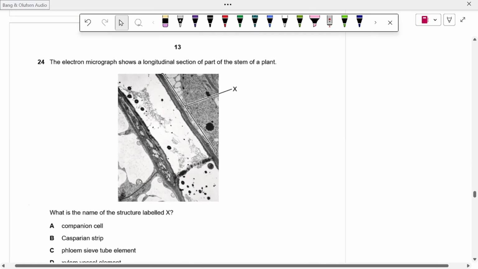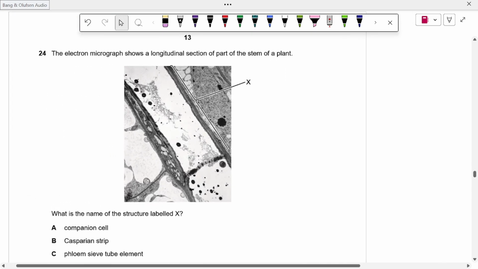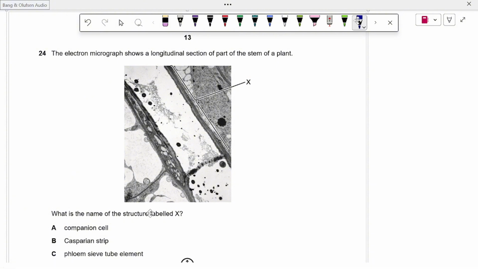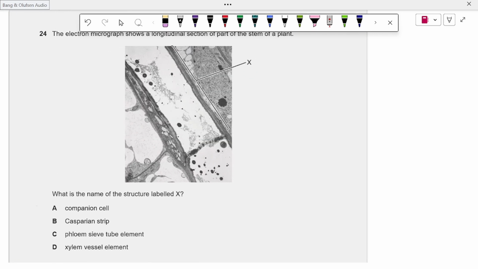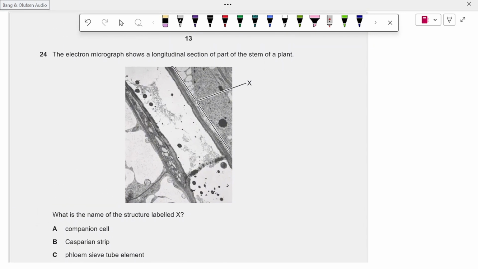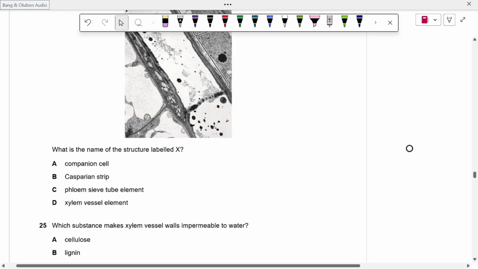The electron micrograph shows a longitudinal section of a part of the stem of a plant. What is the name of the structure labeled X? Look at your options. Companion cell, Casparian strip, phloem sieve tube, xylem vessel element.